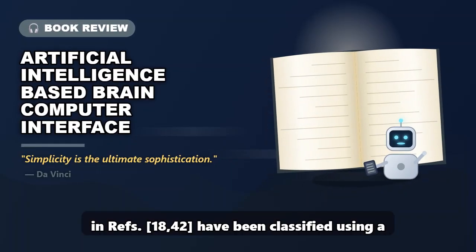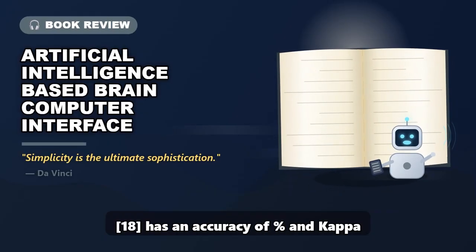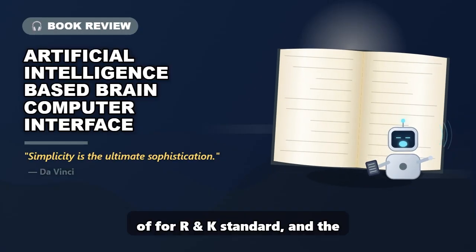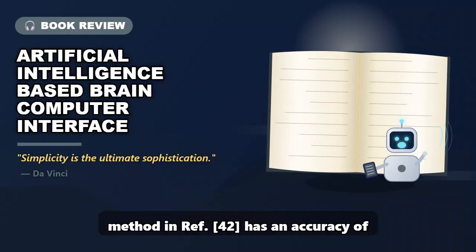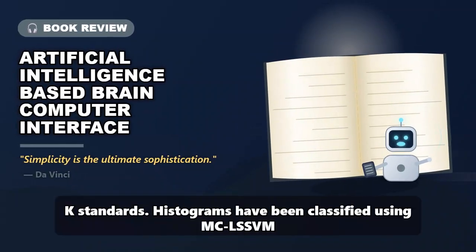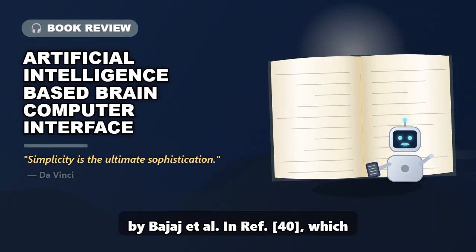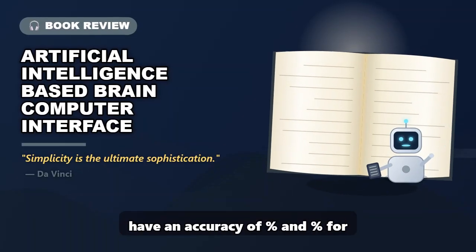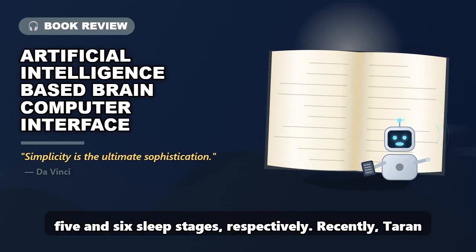1842 have been classified using a structural graph and SVM. The method in Ref. 18 has an accuracy of % and kappa for R and K standard, and the method in Ref. 42 has an accuracy of % and % for AASM and R and K standards. Histograms have been classified using MCLS-SVM by Bajaj et al. in Ref. 40, which have an accuracy of % and % for 5 and 6 sleep stages, respectively.